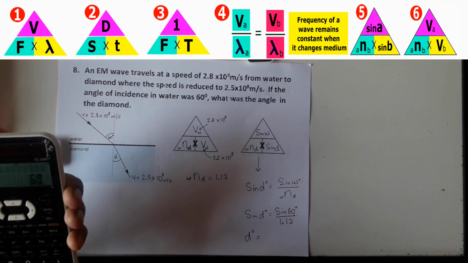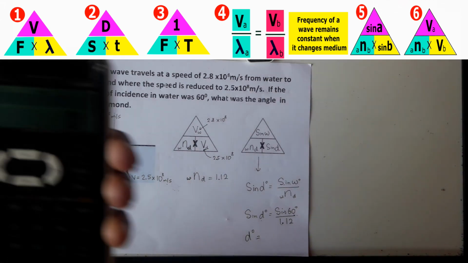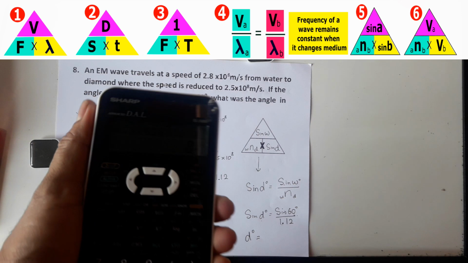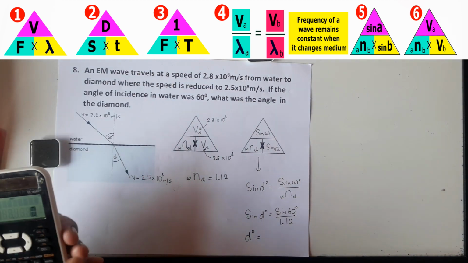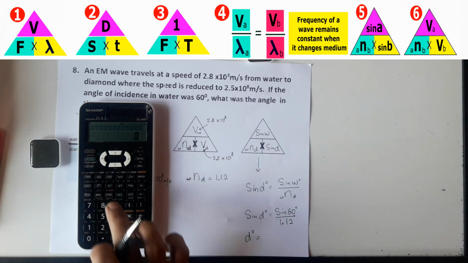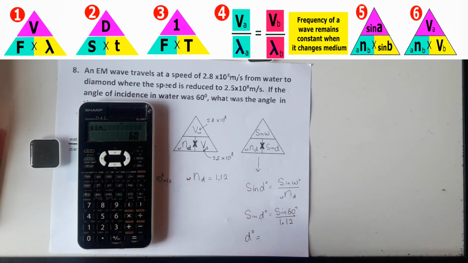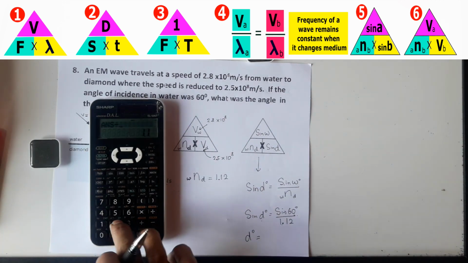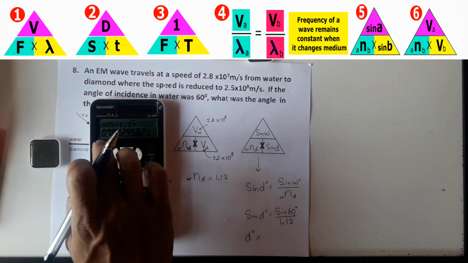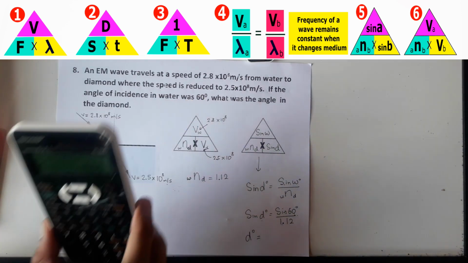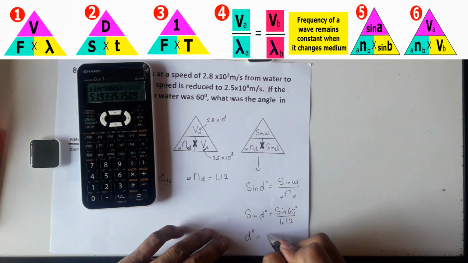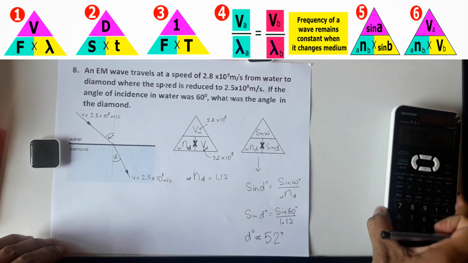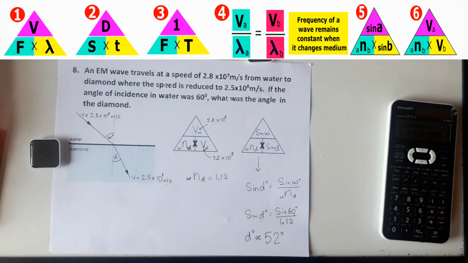So sine 60 divided by, let me do this on our calculator. Not too sure if you can see this. Raise the brightness here. I don't think you all can see the calculator, but I'm going to put it here just in case. Maybe when I edit it, I'll get it to show. Sine 60 divided by 1.12, and then I sine inverse that answer. Second function sine, and I get roughly 51.9 degrees. So you can call it roughly 52 degrees, depending on how you round off. So the angle in diamond is 52 degrees.